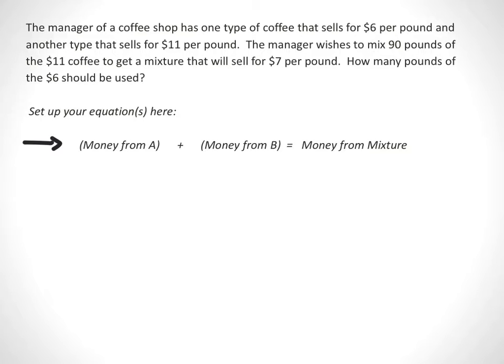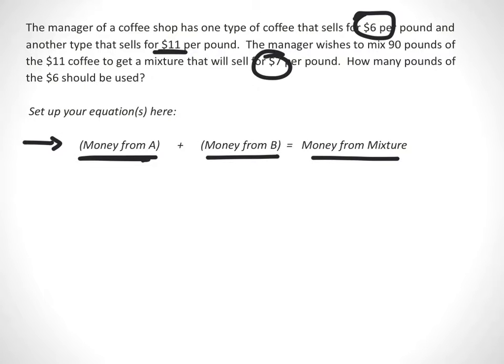So how do we decide how much money we get from A? Well, it's going to be the price per pound times how much. And then the money for B is going to be the price per pound times how much. And the money for the mixture is going to be the price per pound times how much. And they're asking us how many pounds of the $6 coffee we need to use. So if that's the case, that's the money from A. And so let's go ahead and fill in all the information we know.